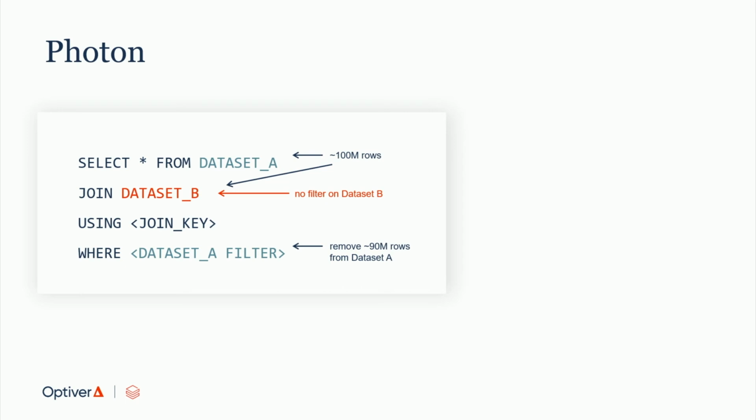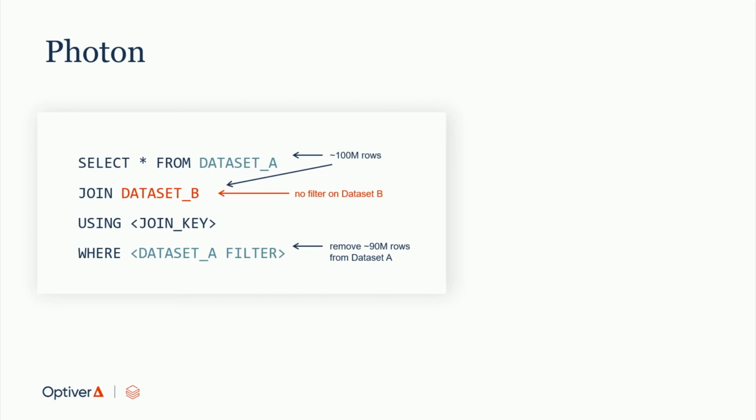Let me give you an example of what I mean. We have seen this kind of behavior again and again for our use cases. In this example, we have two large data sets, dataset A and B. Both are about 100 million rows. However, the filter that you see at the bottom here would eliminate about 90% of the data from dataset A. Dataset B has no filter on it, but it is still part of the joins.